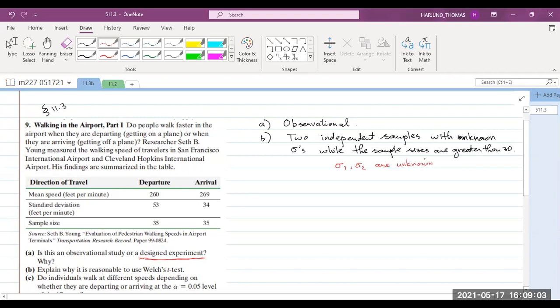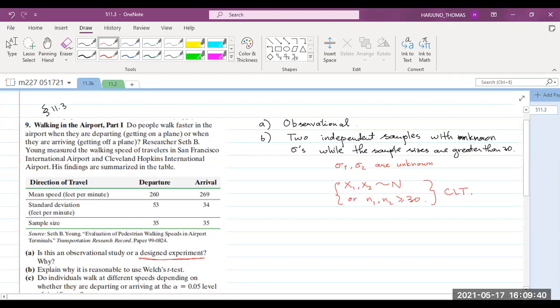And either the underlying populations of X1, X2 are normally distributed, which they don't say here, or the sample sizes are at least 30. Basically it needs to satisfy the central limit theorem hypothesis. The assumption of the central limit theorem, that the underlying distribution is normal or the sample size is at least 30, has to be satisfied.